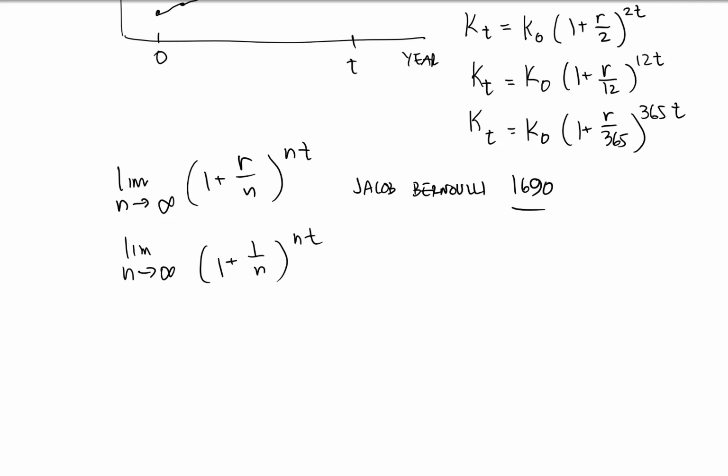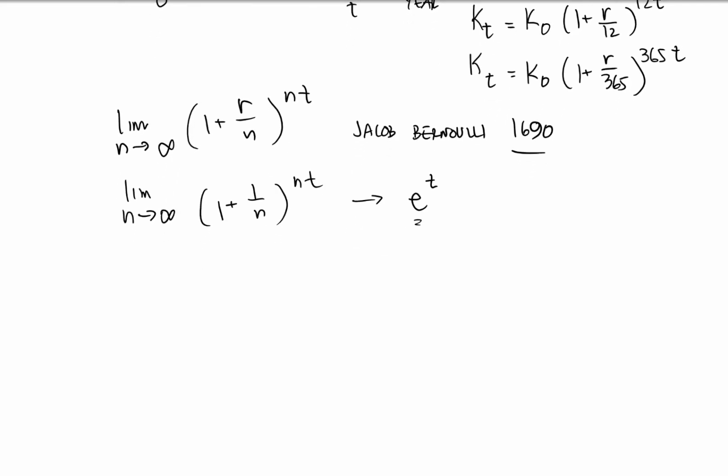And you may not be surprised that Bernoulli demonstrated that this has as its limit e to the t. That's e, the base of the natural logs. So that's the transcendental number 2.71828, and so on. That's Euler's number.